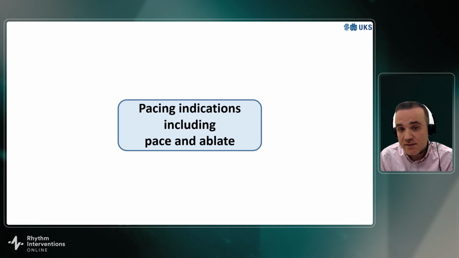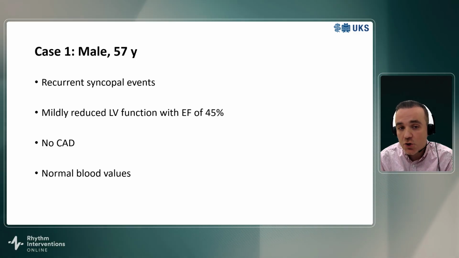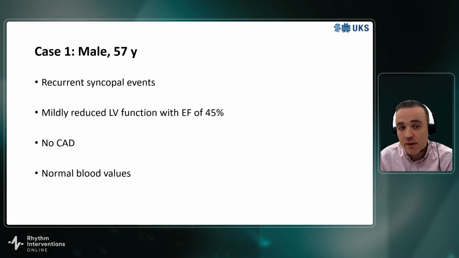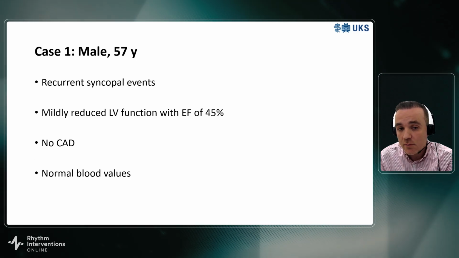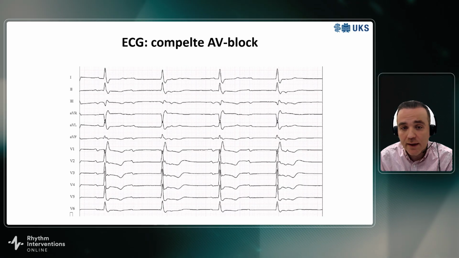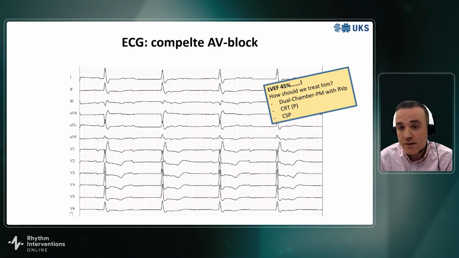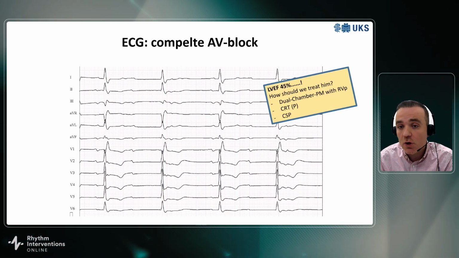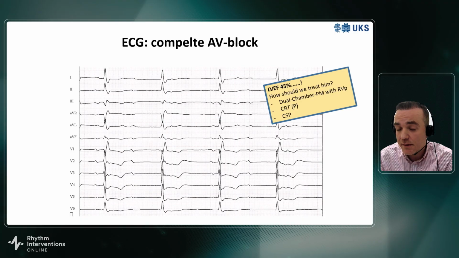Yes, I will start with the first indication, pacing indications. And here I will show a short case about a male patient, 57 years old. He has recurrent syncope and mildly reduced ejection fraction, no coronary artery disease, with normal blood values. Here we can see his ECG with a complete AV block. So we all agree that this patient needs a pacemaker, but the question is, what kind of pacemaker? Should we go to dual chamber pacemaker with conventional RV pacing, or CRT-P, or conduction system pacing?